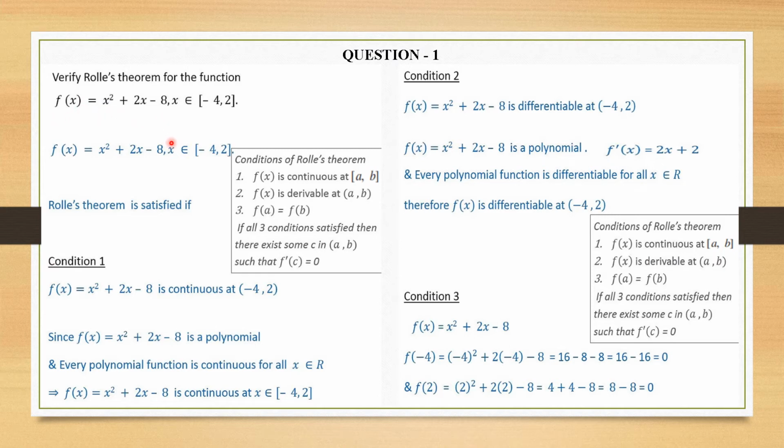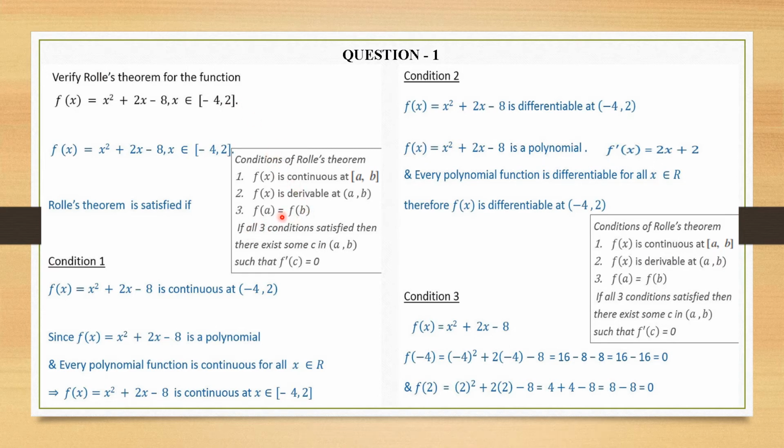So let us recapitulate what the conditions of Rolle's theorem are. Number 1 says f(x) should be continuous in the closed interval [a, b]. Number 2, f(x) should be differentiable in the open interval (a, b). Number 3 is the value of the function at a, the left-hand endpoint, should be equal to the value of the function at the right-hand endpoint, that is f(b).